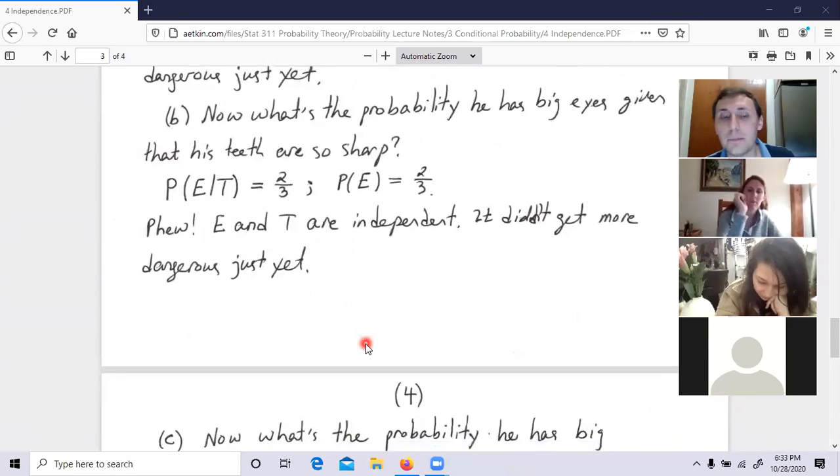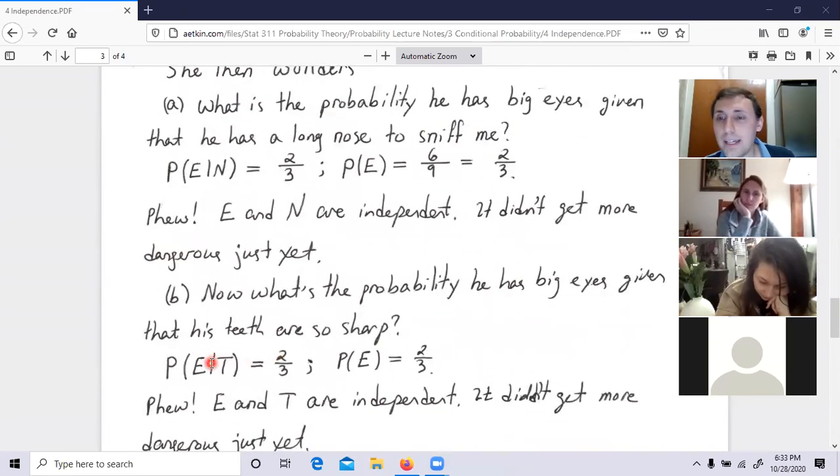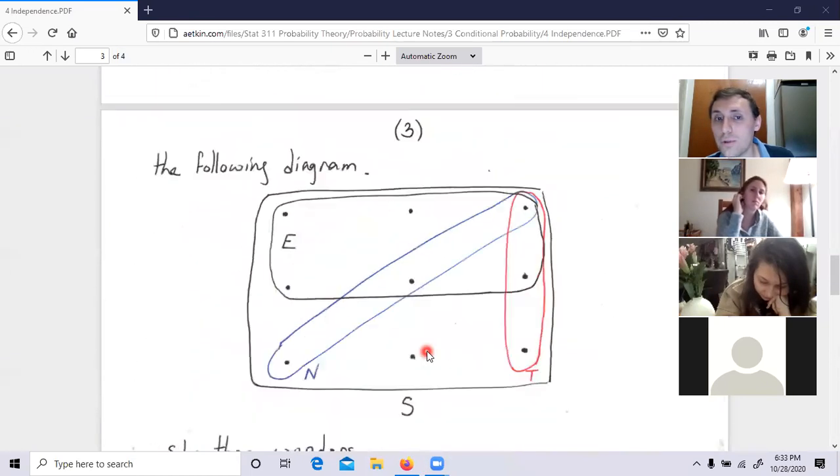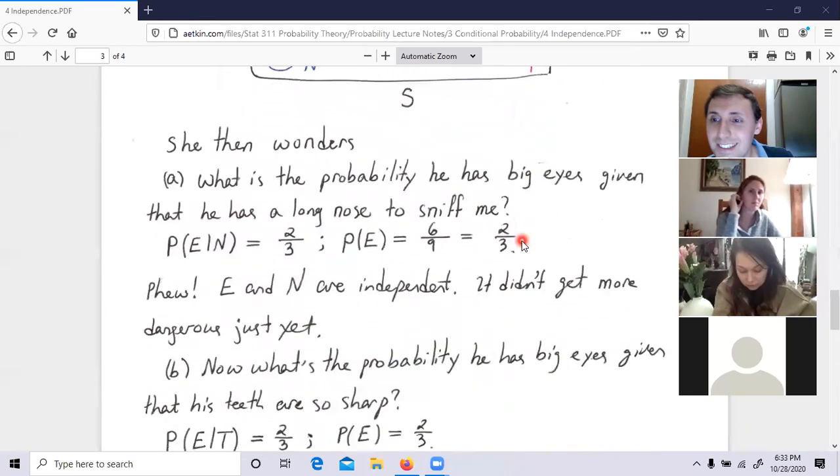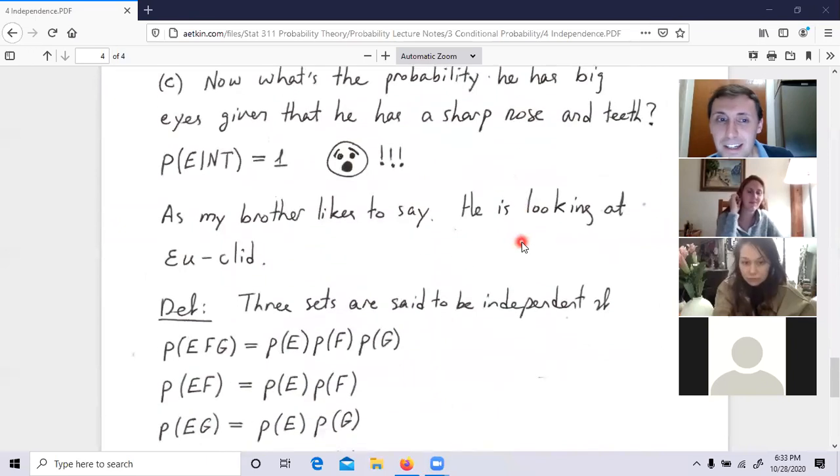But what about the probability of big eyes given sharp teeth and long nose? Long nose, sharp teeth, right? The intersection is 1 animal. The probability of having big eyes is then 1. Yes? And here you go.